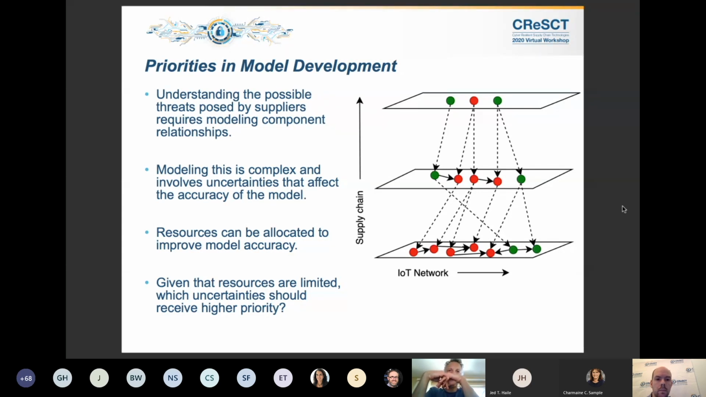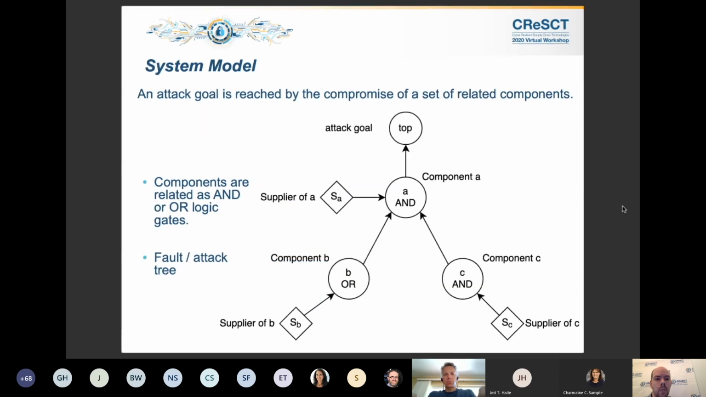So just to frame what we're going to talk about for the rest of the presentation, what we're looking at is a foundational model to do risk analysis at a system level involving suppliers. However, we're also looking at the issues of uncertainties that involve this model and how to work with those uncertainties. So next, what we're going to do is look at the system model we've developed through a couple examples.